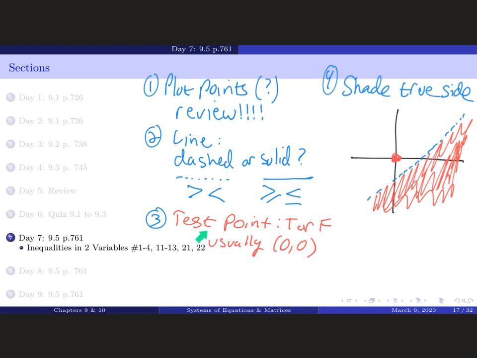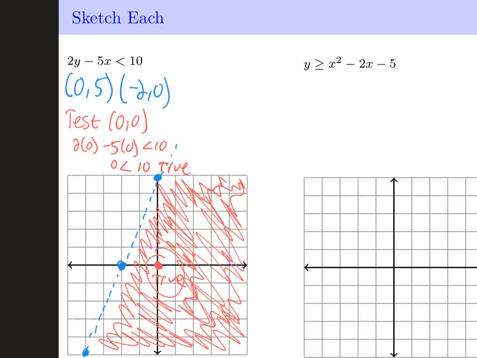Third, you're going to pick a point to test. Usually it's going to be 0, 0, but every once in a while, 0, 0 doesn't work, either because it's on the line or because 0 is not in the domain of your function, so you'll use a different point. And then finally, if 0, 0 is false, you're going to shade the other side of the line, like what's shown here. Or if 0, 0 is true, you're going to shade the side of the line with 0, 0 on it. So let's go through some examples.